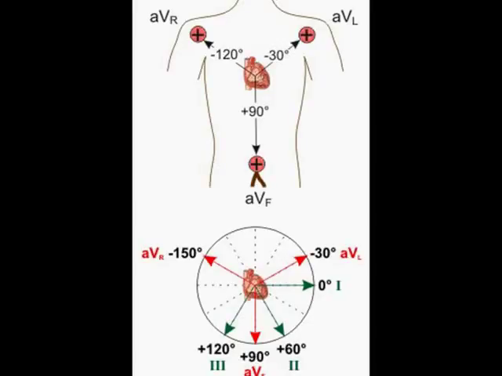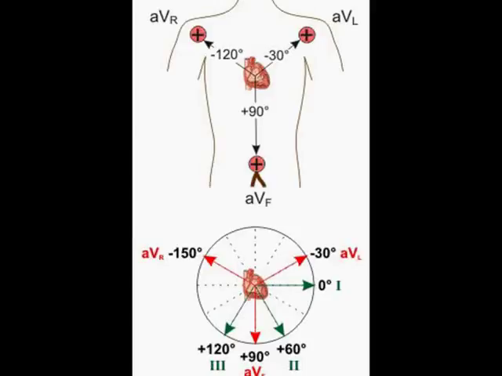Then you have standard limb leads. Leads 1, 2, 3 make up the standard limb leads. The positive electrode is located at the left wrist in lead 1, while leads 2 and 3 both have their positive electrode located at the left foot.